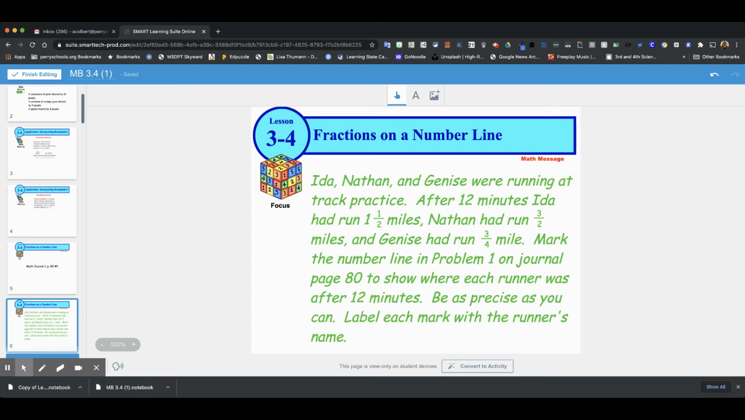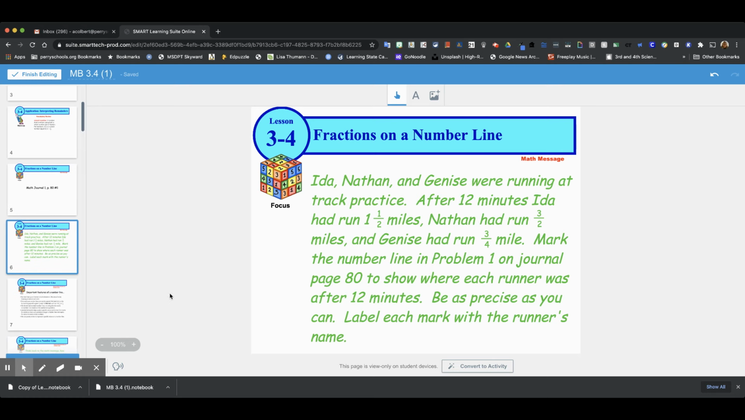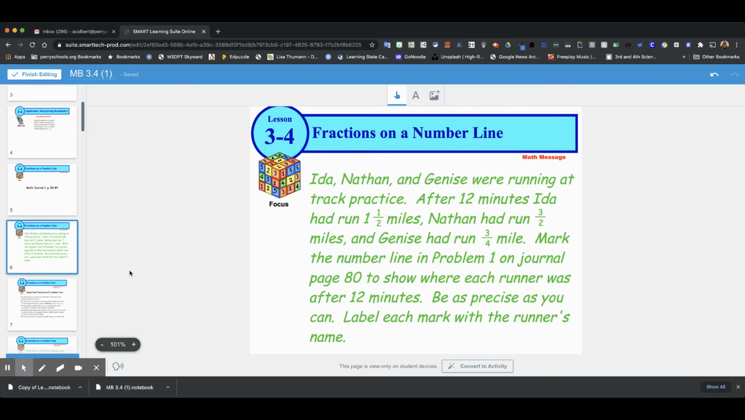So I want you to pause right now on this screen so you can come back and read this, because this story problem is not in the journal. And then come back and we'll talk about it. I'll draw a number line for us to look at and go over where those spots should be.